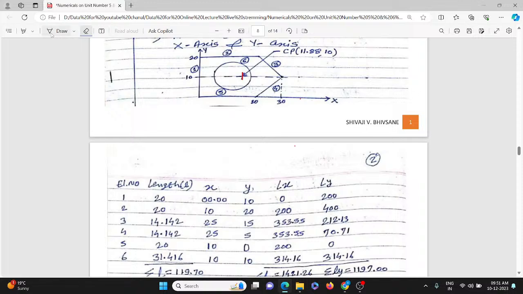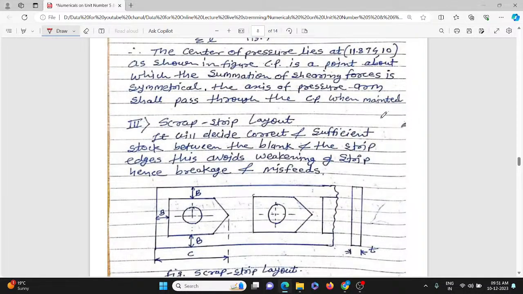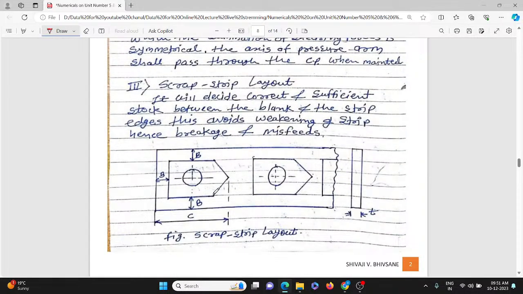So other things, you have to draw the scrap strip layout, that is, what should be the size of the material. That is nothing but the scrap strip layout. Basically it will decide the correct and sufficient stock between the blank and the strip edges. This avoids the weakening of the strip and also the breakage and the misfit.